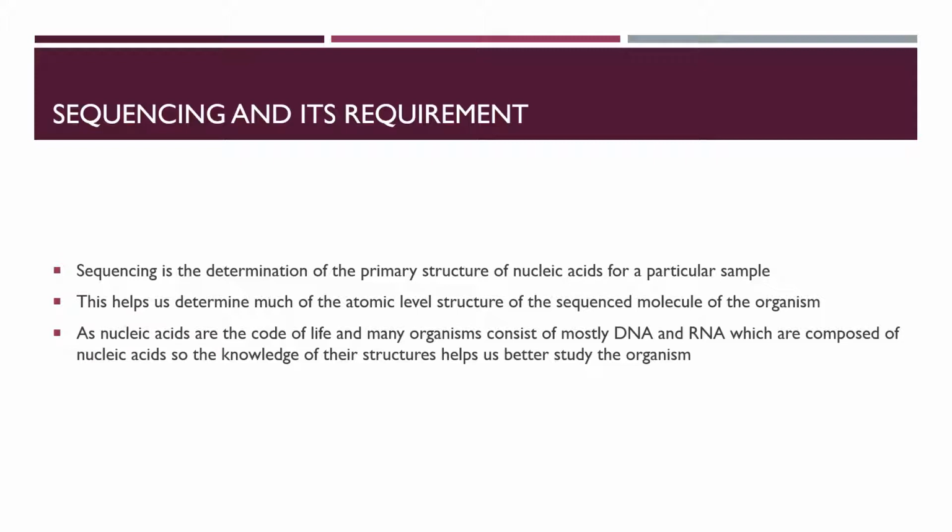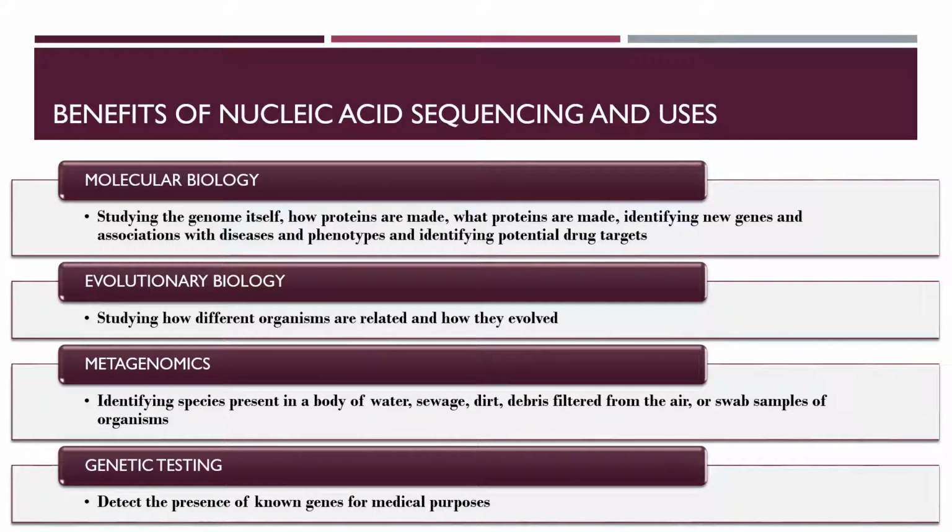which can be further used in experimental analysis. Benefits and uses of nucleic acid sequencing are in the field of molecular biology for studying the genome itself, in which we study how and why proteins are made, what type of proteins are made, identifying new genes, association of genes with diseases and phenotypes, and potential drug target detections. Evolutionary biology study, in which we study how different organisms are related and how they evolved.